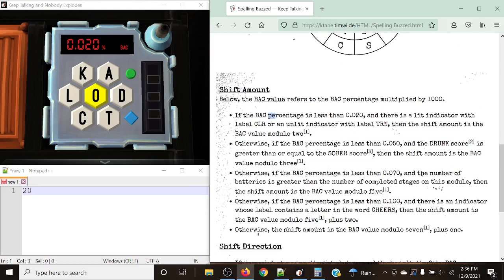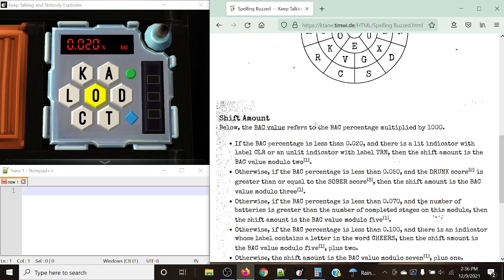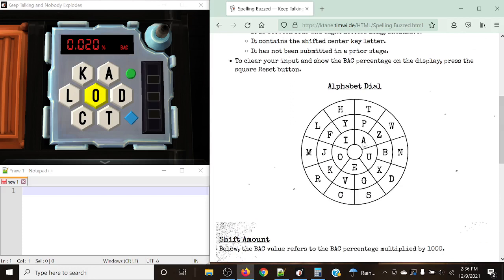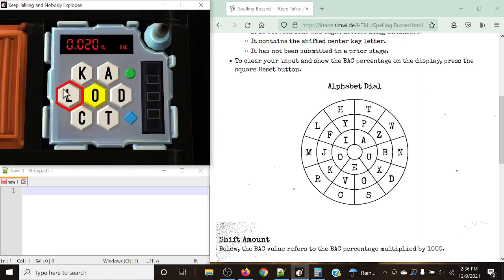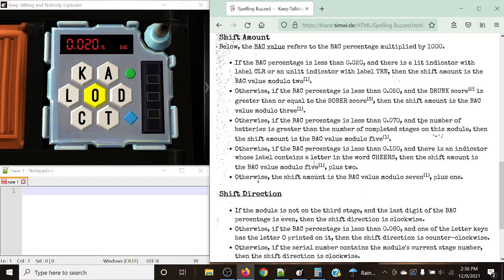There is some terminology that we need to pay attention to. First, we need to figure out our shift amount, and then we need to figure out our shift direction in this little alphabetical dial here. We're going to find the letter that is present on the module here, and shift the letters present. Some can be vowels, some can be consonants. We're going to shift letters clockwise or counterclockwise in this specific direction, and each of these letters only appears once. So let's figure this out.